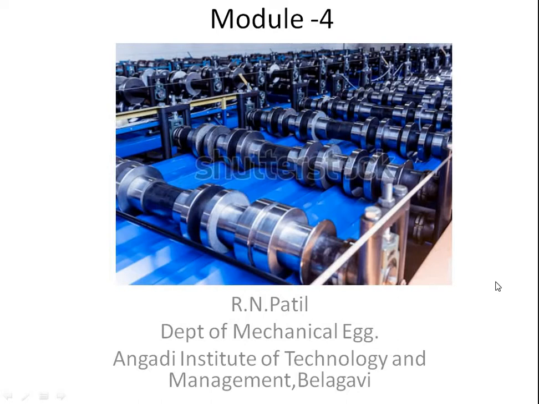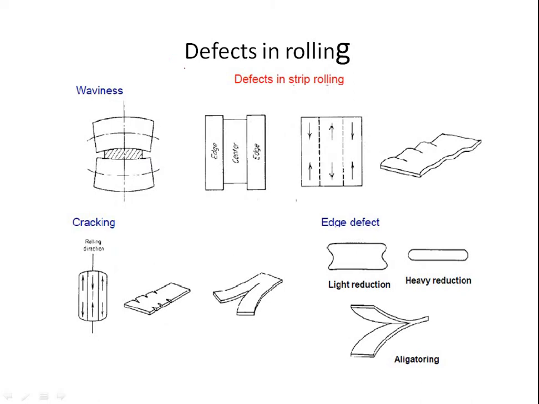So today in module 4 we'll be discussing about drawing. Before going to drawing, first of all we'll be discussing about defects in rolling. After completion of this, we'll be going with drawing. So, defects in rolled products.